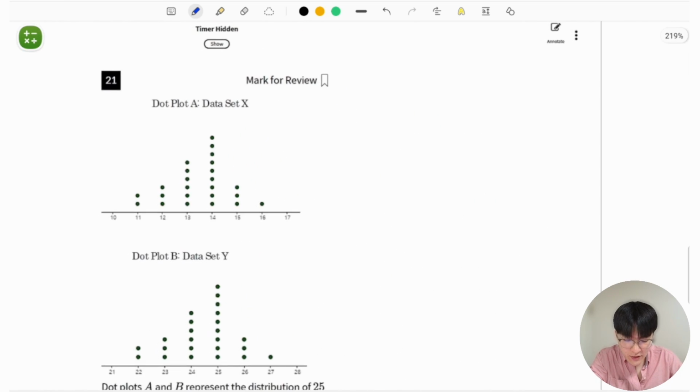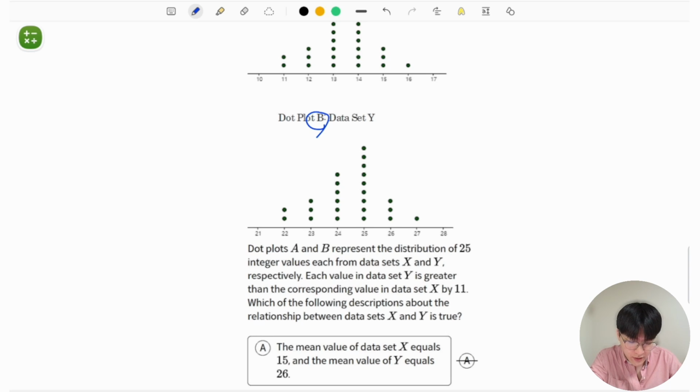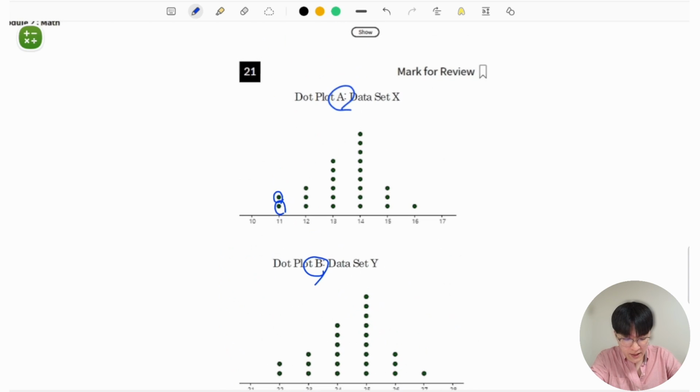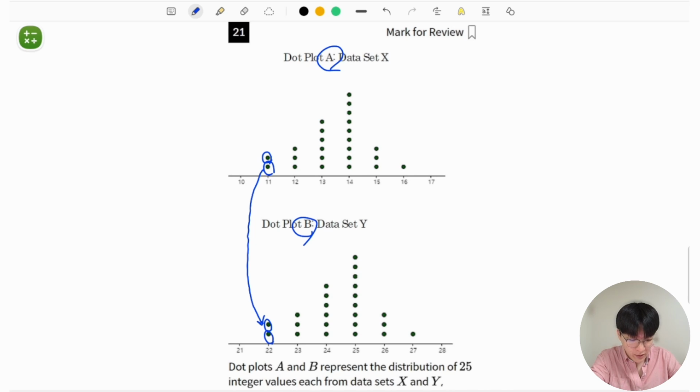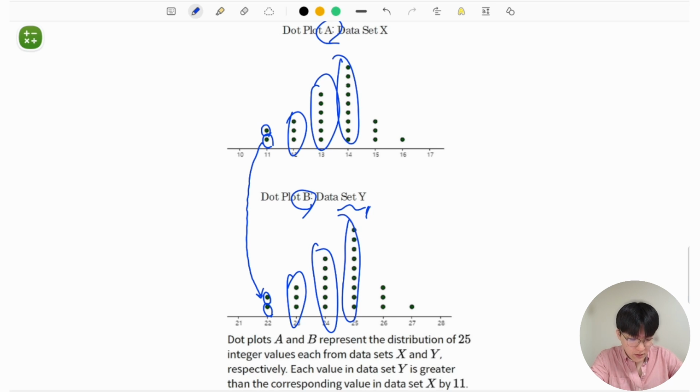Question number 21. Let's actually take a look at dot plot A and dot plot B. Before we do that, let's actually read the question. Dot plots A and B represent the distribution of 25 integer values each from datasets X and Y respectively. Each value in dataset Y is greater than the corresponding value in dataset X by 11. Okay, so the smallest value in dataset X is directly 11 points bigger for dataset Y. And I think that corresponds pretty well. Okay, so that's pretty good.